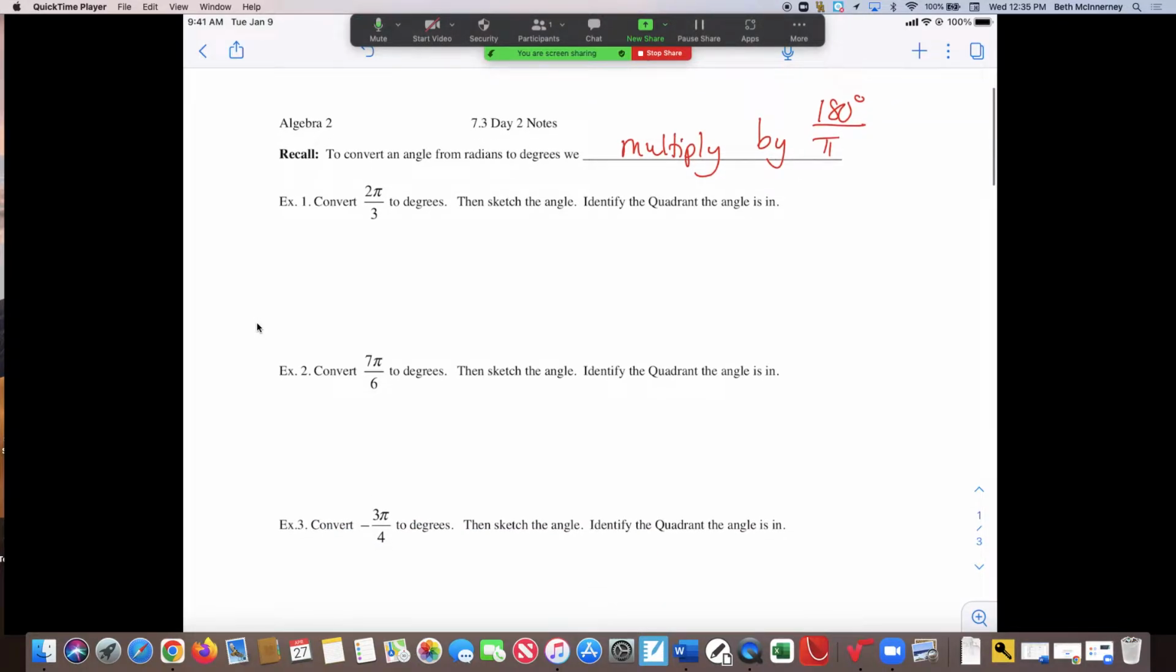So here's what I'd like you to do. In example 1, convert 2 pi over 3 to degrees. Try to do this without touching your calculator. Then sketch it, and then identify what quadrant the angle is in.